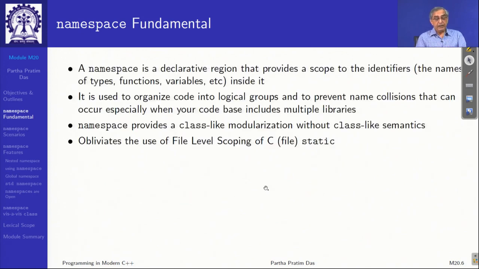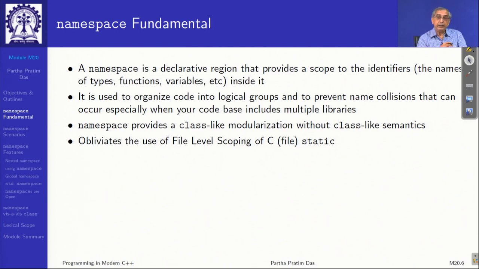So, let me define what is namespace. Namespace is a declarative region that provides a scope to the identifier. You are familiar with the scope, right? You know function scope, you know block scope, you know global scope, right. So, you know that every time you put a pair of curly braces, you are creating a scope. If it is associated with a function, you have a function scope. If it is not inside any function, it is in the global scope. If it is associated with a class, then it is class scope and so on.